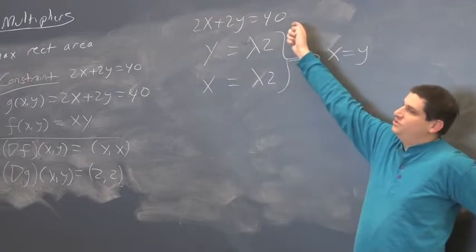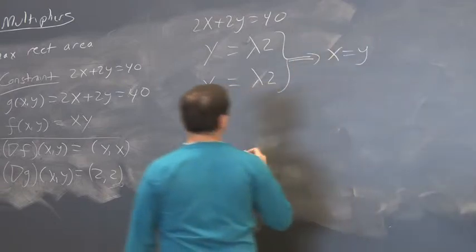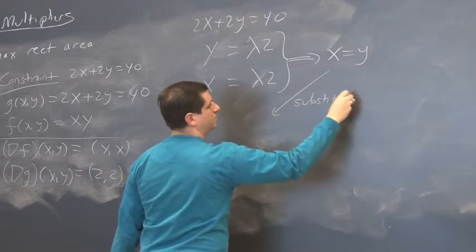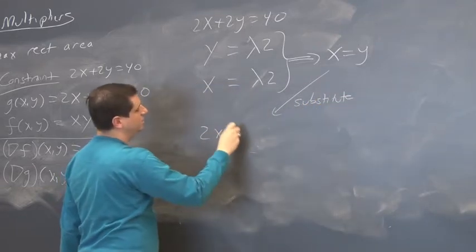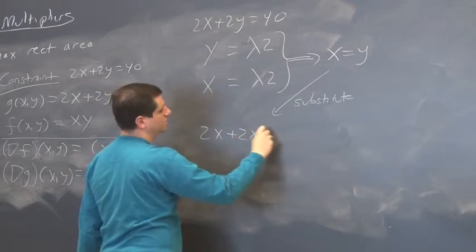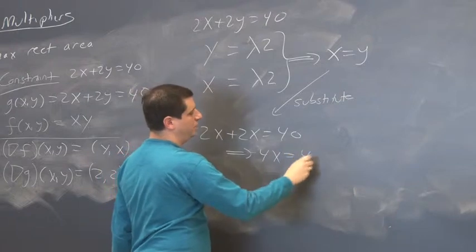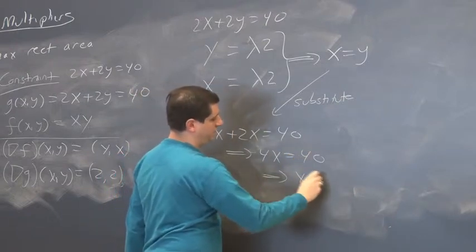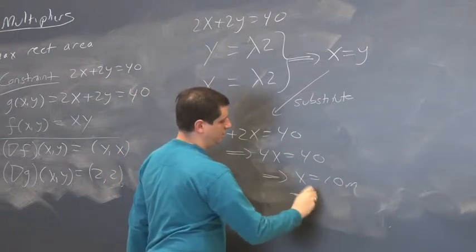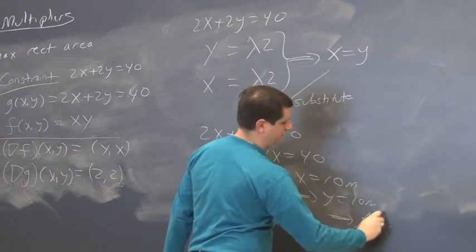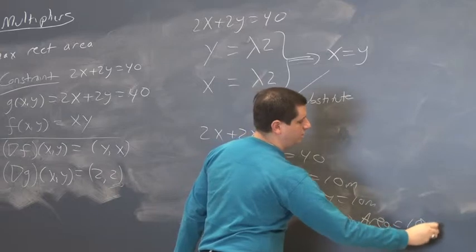Now we substitute this into 2x plus 2y equals 40. What do we get? We get 2x plus 2x equals 40. Therefore, 4x equals 40. Therefore, x equals 10 meters. Therefore, y equals 10 meters. Therefore, the area is 100 meters squared.